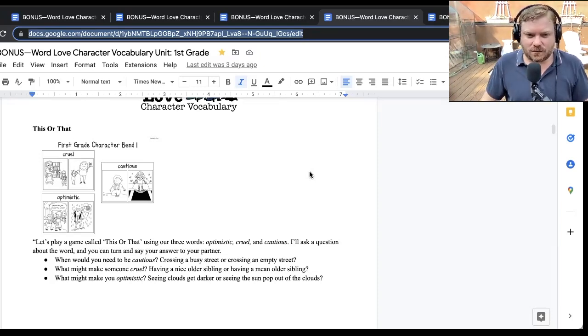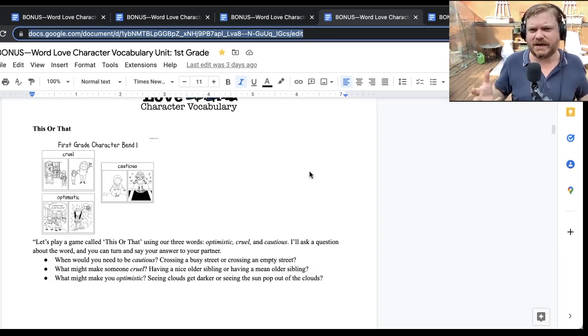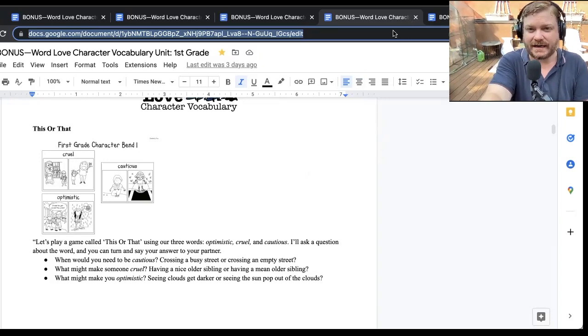All right. Next one says, what might make someone cruel? Having a nice older sibling or having a mean older sibling, right? And kids might say, oh, if somebody's mean to you, you might be mean to somebody else, whatever it is. You can see this or that, how that goes. It appears in first and in second grade.